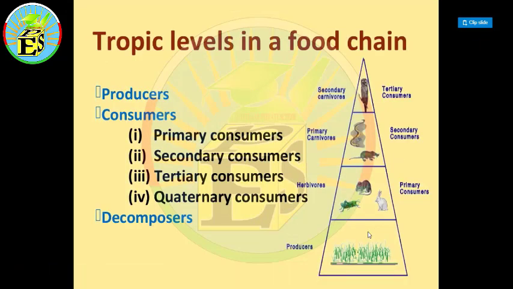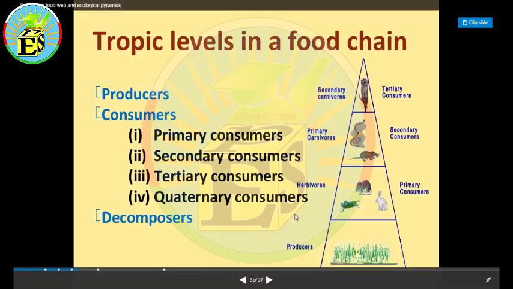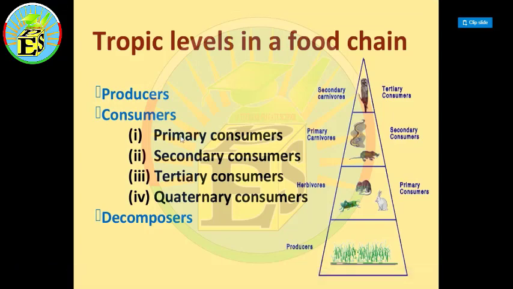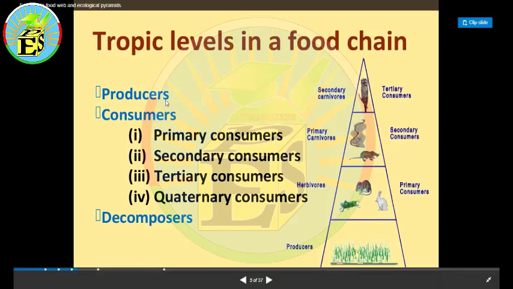Here you can see the trophic level of the food chain. As I told you, there are producers, consumers, and the third category is decomposers. In consumers, there are four types of consumers. Producers are only plants, okay? And when it comes to consumers, there are four types: primary, secondary, tertiary, and quaternary.